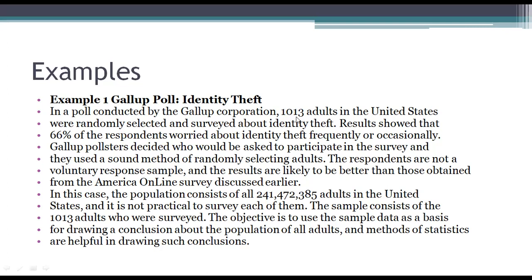So here, from 1013 adults, we conclude from our results that 66% of respondents worried about identity theft frequently or occasionally.